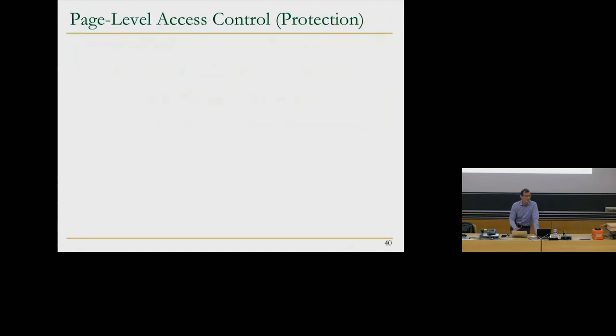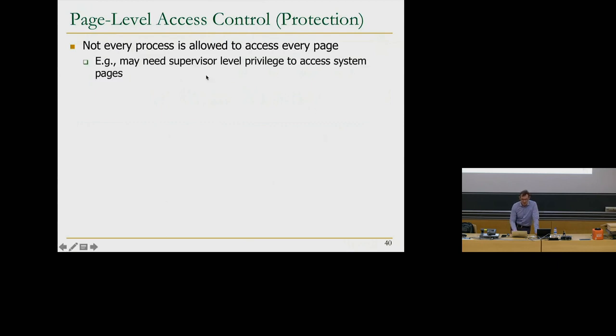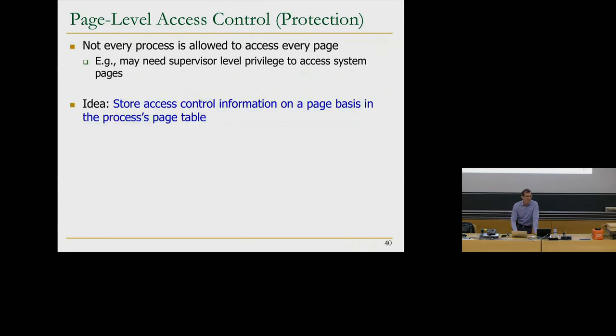So virtual memory enables page-level access protection, basically. Not every process is allowed to access every page, clearly. For example, you may need supervisor-level privilege to access system pages. But to be able to communicate between the system and processes, you may actually want to have read privilege to some of those pages. So the basic idea is very simple. You store access control information on a page basis in the process page table, and enforce access control at the same time as translation.